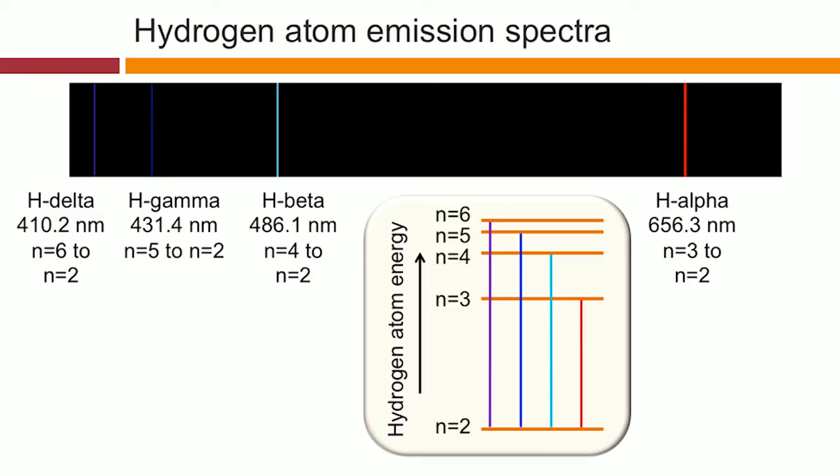And for the other lines here, for example, the light blue line is from n equals 4 to n equals 2, and the darker blue line is from n equals 5 to n equals 2, and the violet line is from n equals 6 to n equals 2.